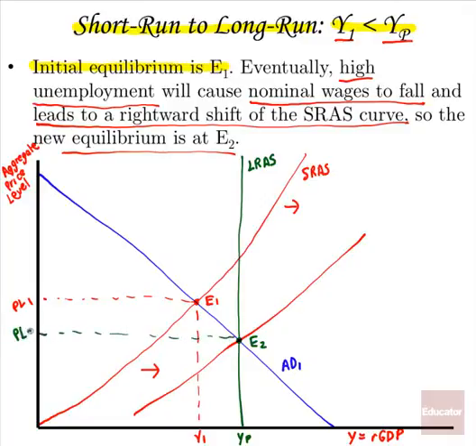So if nothing happens, if the government doesn't mess with the aggregate demand, then in the long run the SRAS will shift to the right, as shown right here, because nominal wages will decrease.